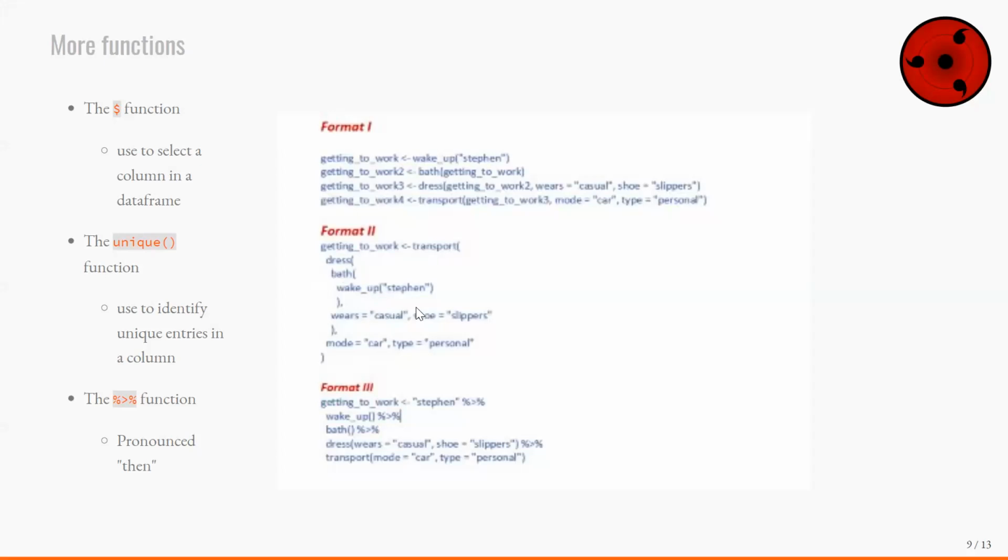If I'm really not familiar, in fact, most times it's easier to write, but more difficult to read. So the then function came up, and it's like, why can't you start with the object, then the steps that are necessary? So Stephen, then wake up, then have his bath, then dress, and all the argument that comes with the dress function, then transport. And we save it only once.